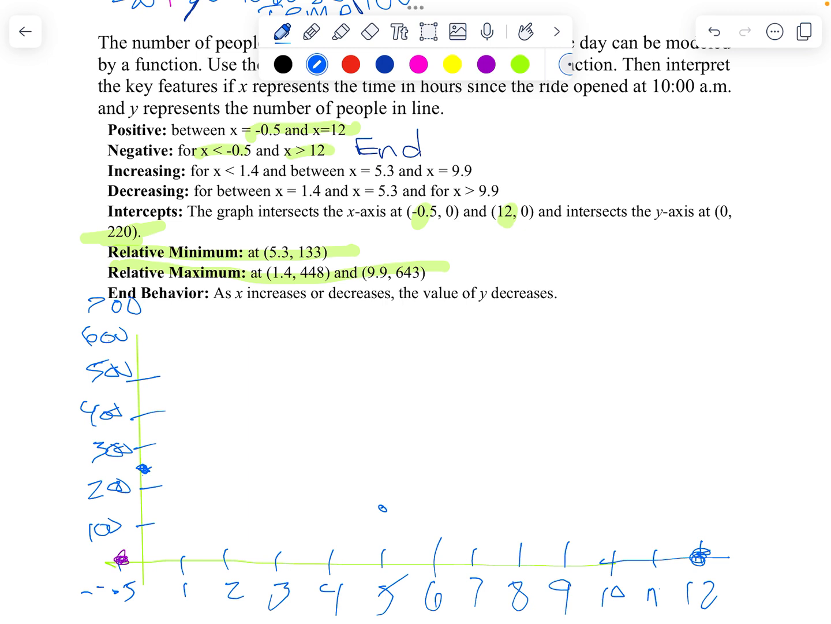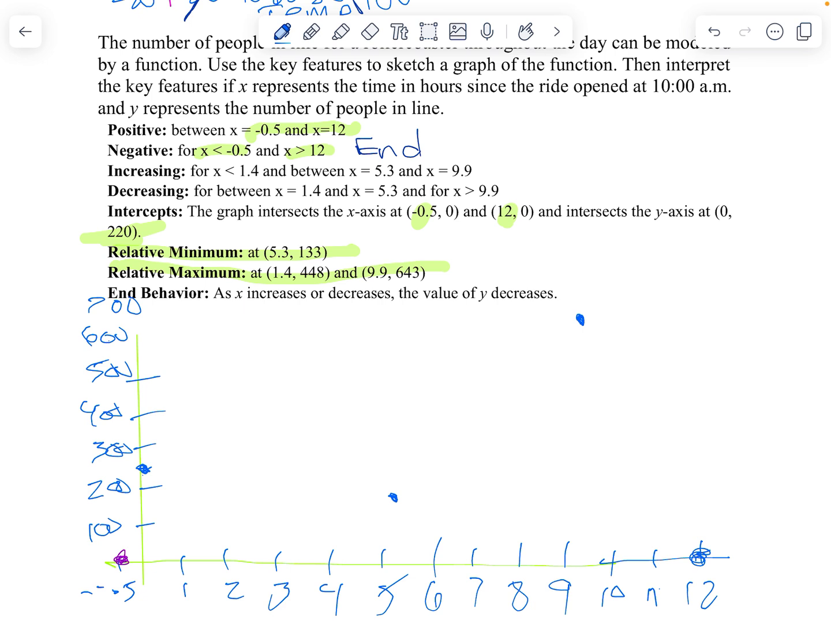And I'm going to redo that one because that's a little closer than I wanted to. Okay, 5.3 and 133, and then 9.9 and 643. Now we want to take a look. It's positive between negative 0.5 and 12. So in other words, I know my graph does not go below my x-axis other than at my intercepts.